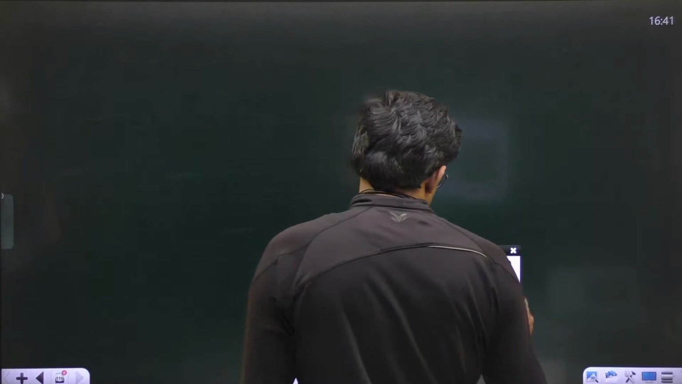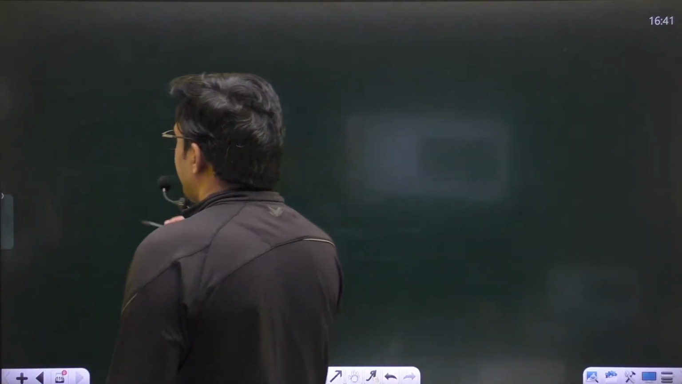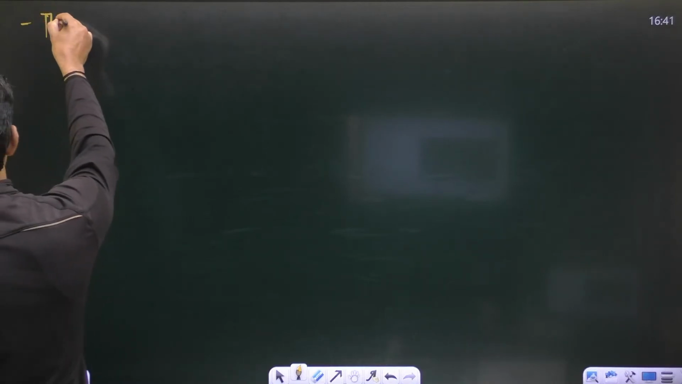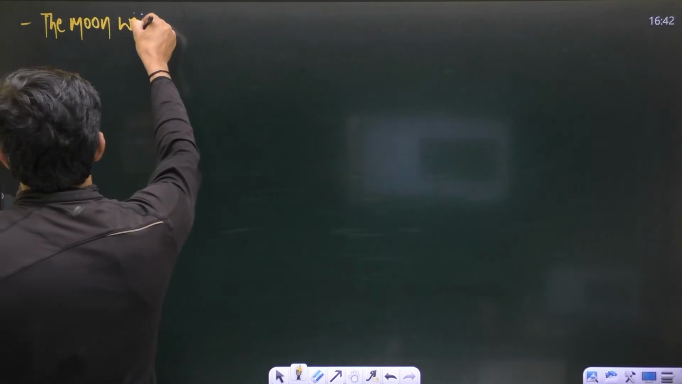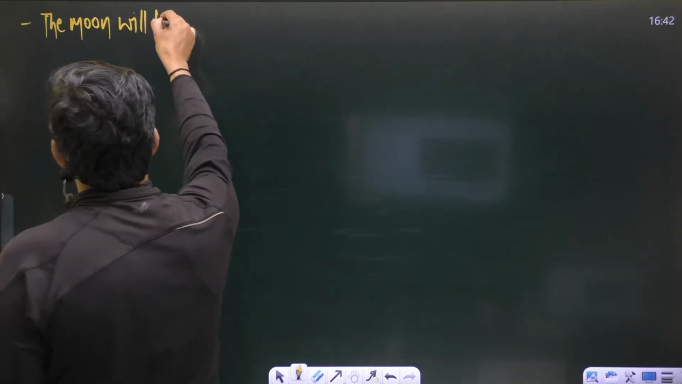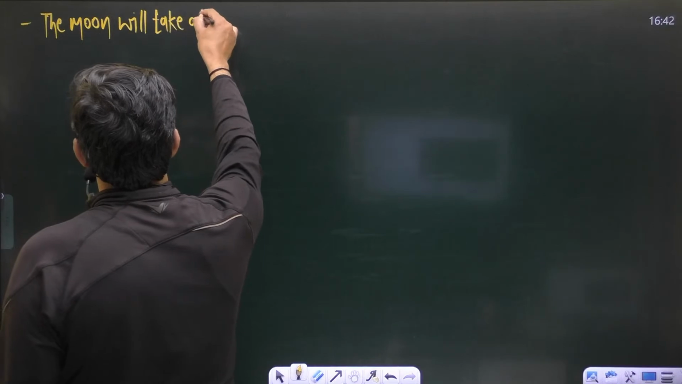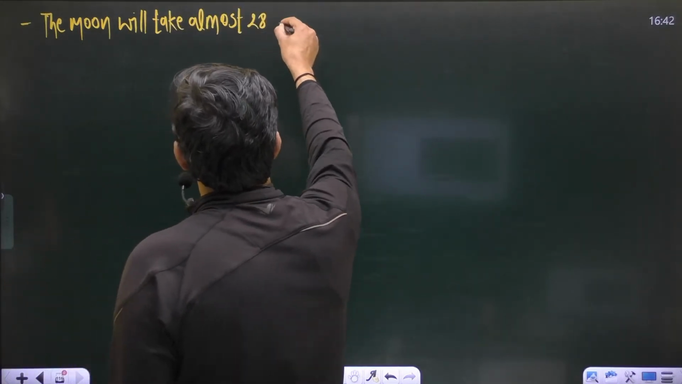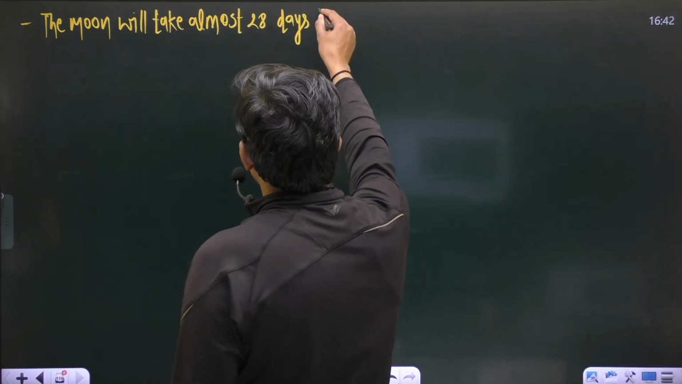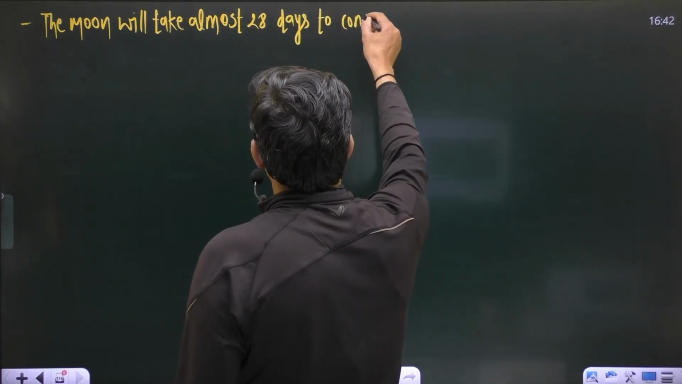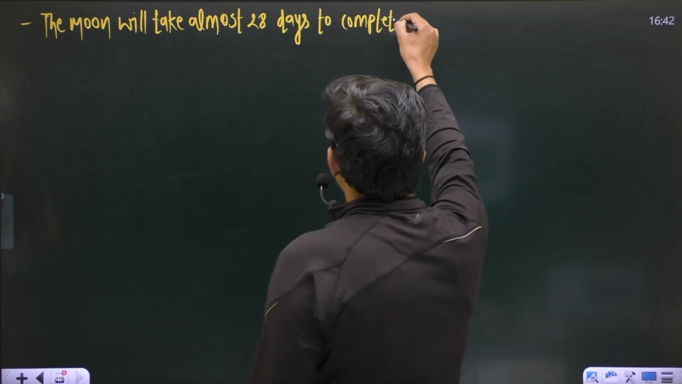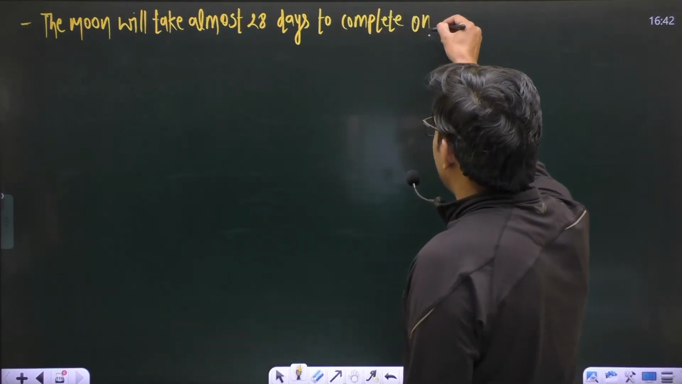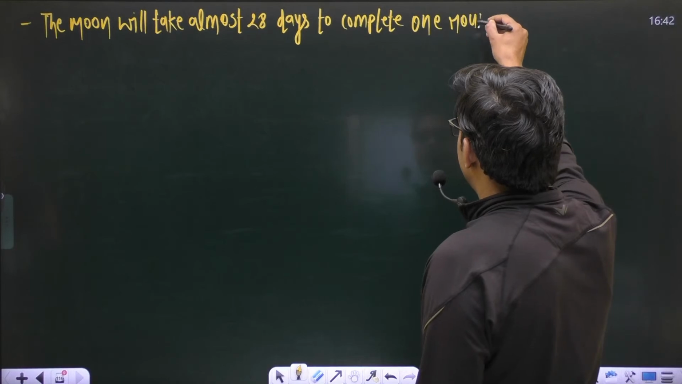If you just take some examples, like, if I say the moon will take almost 28 days to complete one round around the earth.